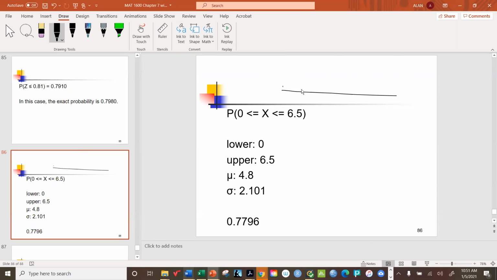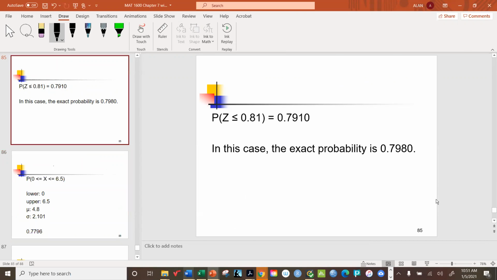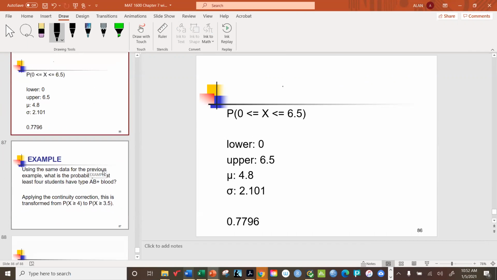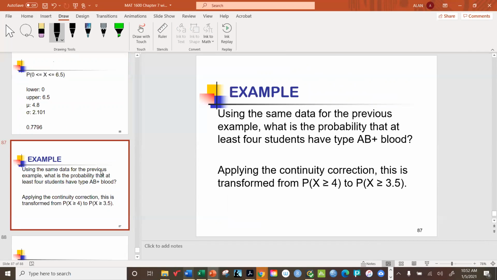So you can see, yes, we can run into issues with this. 0.77, that's not that far off. But, you know, the exact probability is 0.7980. And we got 0.7796. I think partially that's because of the zero business. If we replace this with negative infinity, we'd probably get something a little more accurate. All right, one more time.